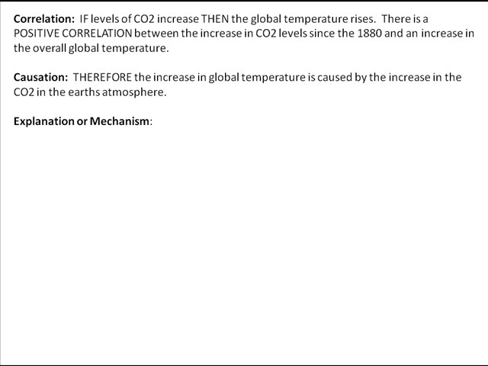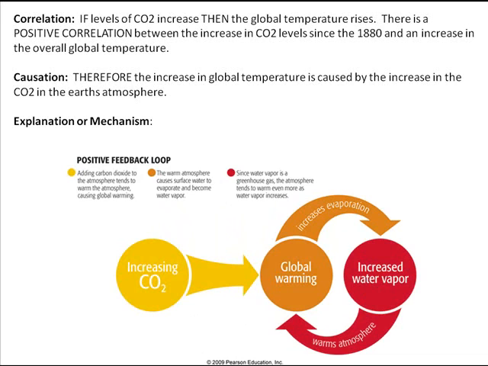What is the explanation or the mechanism? And the answer is this. This provides the mechanism that will produce these results. It's a positive feedback loop where increasing the CO2 increases global warming. The global warming causes an increase in evaporation. The increased water vapor, which is a heat trapping gas, causes a warming of the atmosphere, which causes more global warming, increases evaporation, etc., etc.